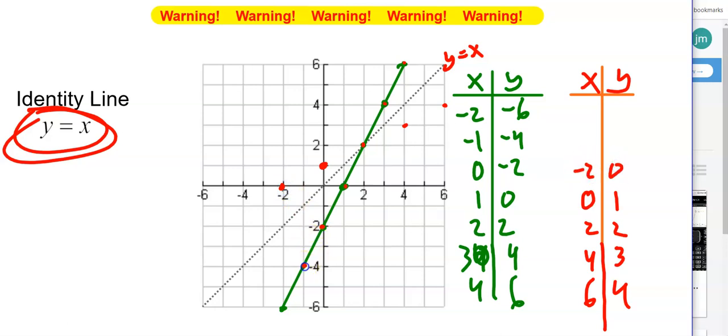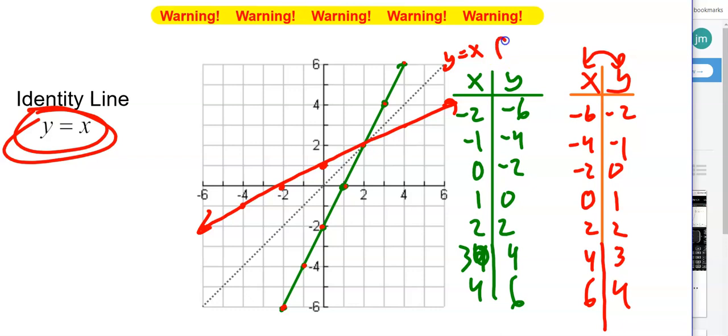Hopefully you're seeing the pattern. Instead of -1, -4, it's going to be -4, -1. Instead of -2, -6, it's going to be -6, -2. Can you see all the x's and y's kind of flip-flopped, right? If you look at the original list here, exactly what happened in that line is called the identity line. So it's a reflection over the line y equals x, which is called the identity line. So the inverse is that red line. If f is the original function, this is the inverse of f.